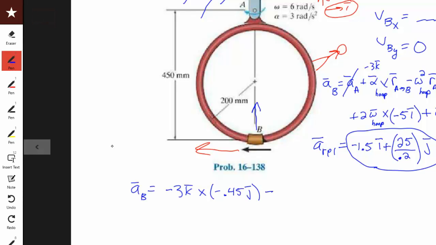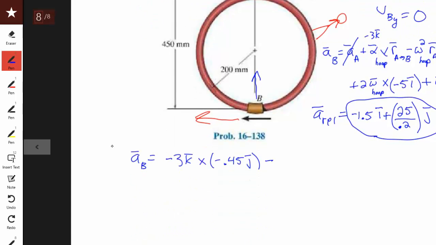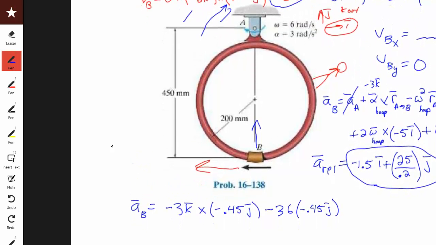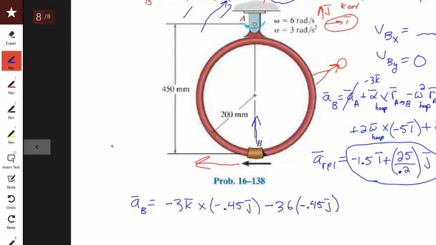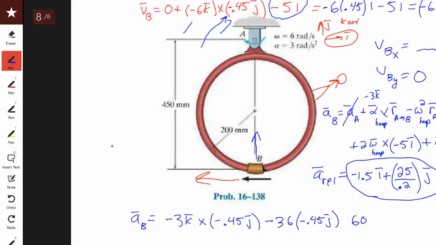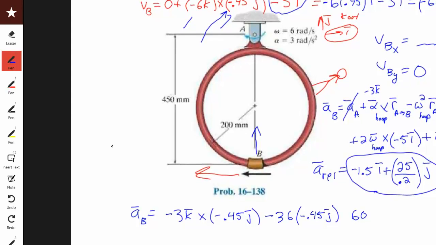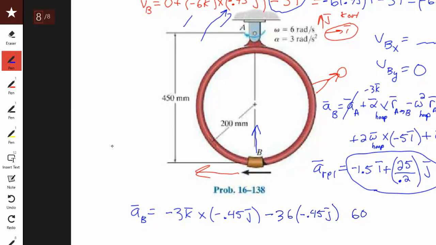Plus, let's see, minus omega squared. Omega is 6, so omega squared is 36. The R is minus 0.45 j. Then I'm going to take out the 2, the omega of the hoop, and the 5. So 2 times 6 is 12, times 5 is 60. It's the omega of the hoop, which is minus, so minus is plus, and k cross i is positive j, so this would be a plus 60j. Maybe I screwed up in my head a little bit.